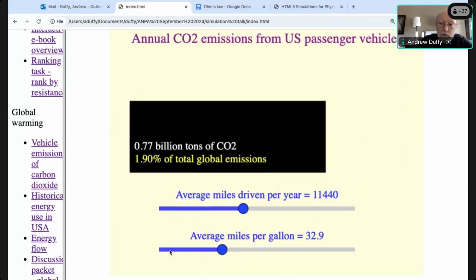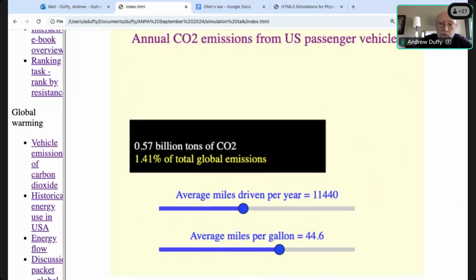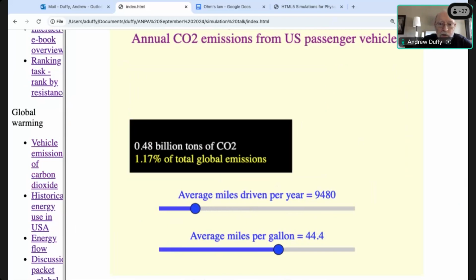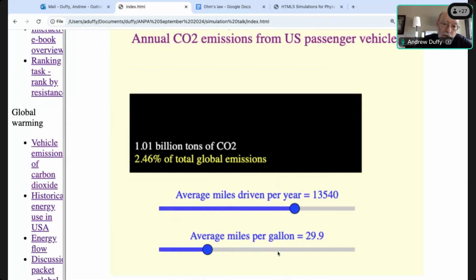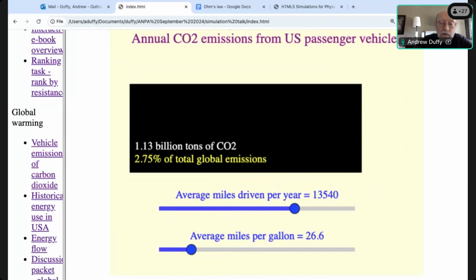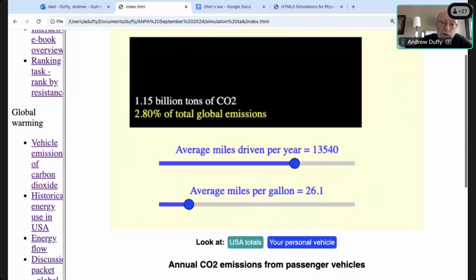Instead of 22, we go to 44, right? So you can say, hey, that's going to cut this big thing down by a factor of 2. And if we just reduced our miles driven, that would cut it down in a different way. We could get down to 1% of total global emissions from all the cars driven every year in America. But if you do the opposite, you drive a lot more and your gas mileage is not that great, which, the average American car is in the 20s somewhere, then this goes up to close to 3% of total global emissions just from Americans driving around in their vehicles every year. Okay, so that's just that.